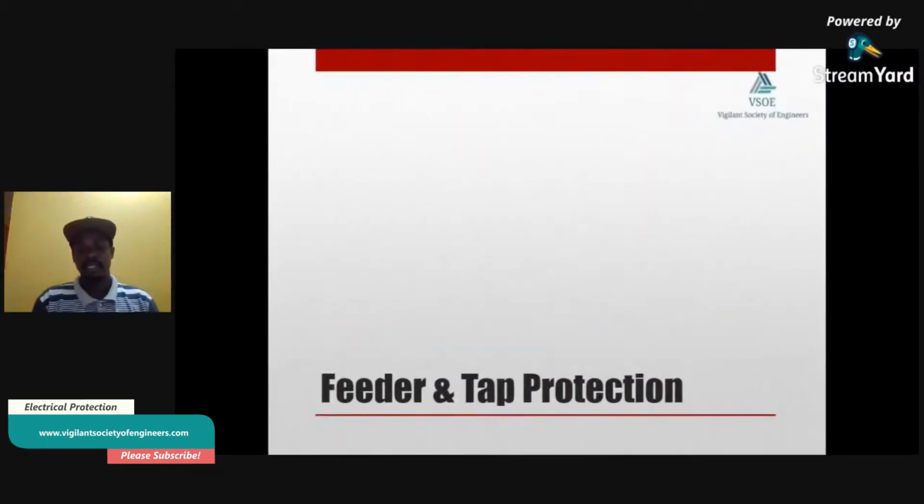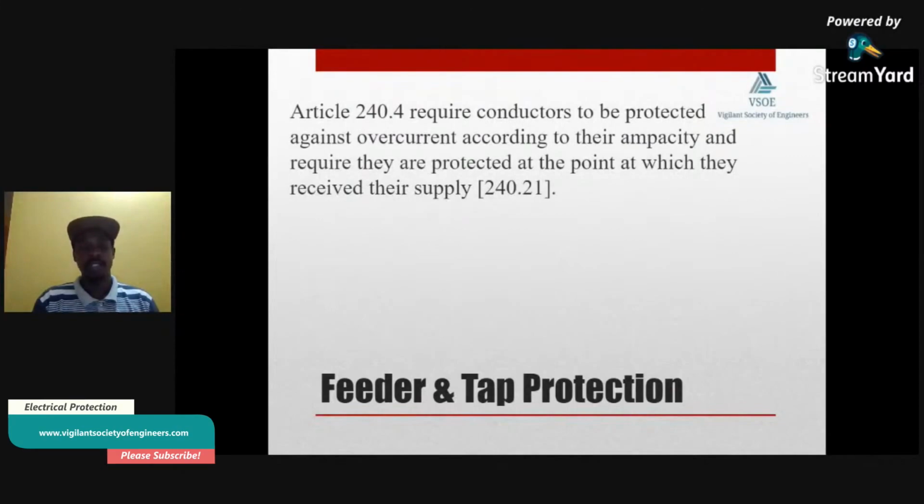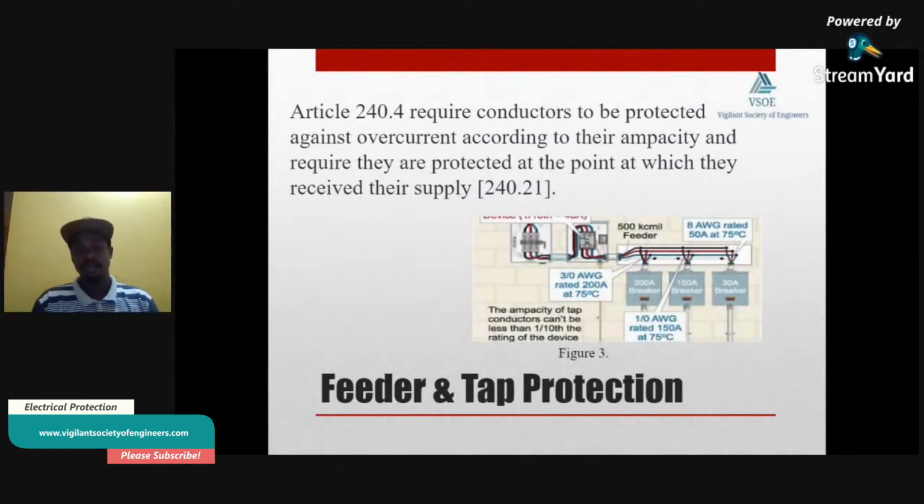Feeder and tap protection. Now, Article 240.4 requires conductors to be protected against overcurrent according to their ampacity, and requires they are protected at the point at which they receive their supply. So every conductor requires protection at the point at which it receives supply. Normally the feeder conductor would be significantly larger than the tap conductor.